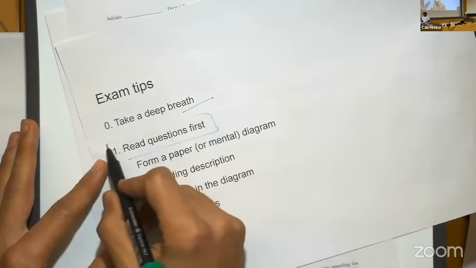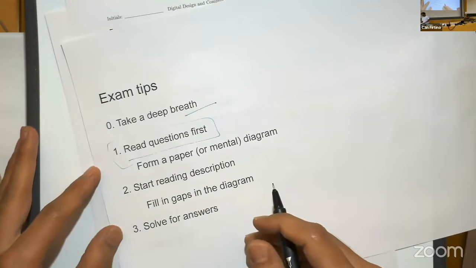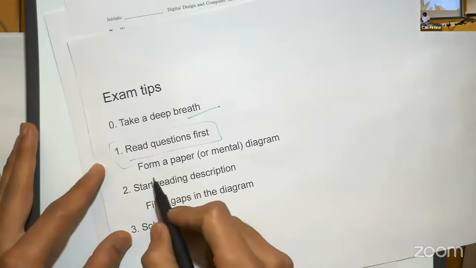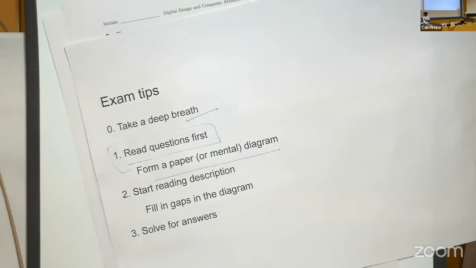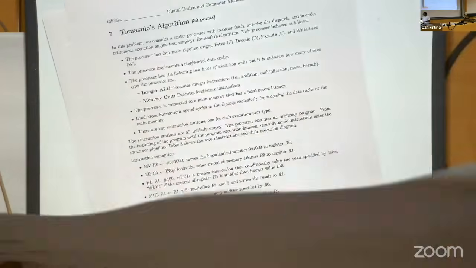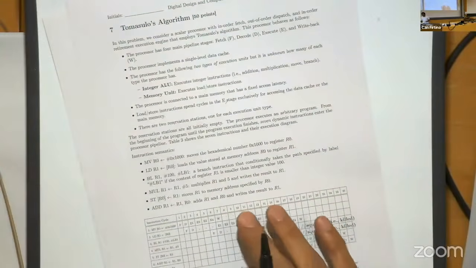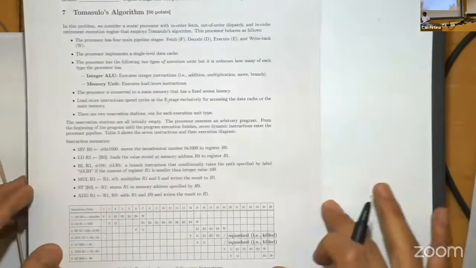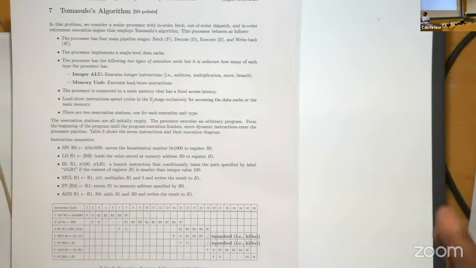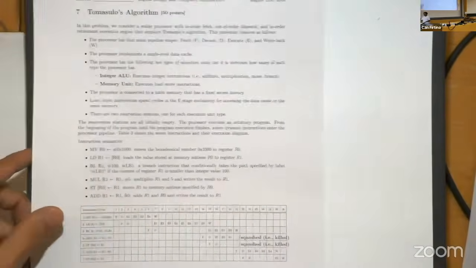Read the question first. You would be surprised how many people make mistakes simply because they don't read the question. Form a mental diagram of what you're going to do, form an image of the question in your head, and then try to solve it. All right, so I'll illustrate this process so you can get an idea of what I'm trying to say. Now, this question says that we want to deal with Tomasulo's algorithm. We want to reverse engineer a processor's implementation for this Tomasulo algorithm. Let's start reading the question.